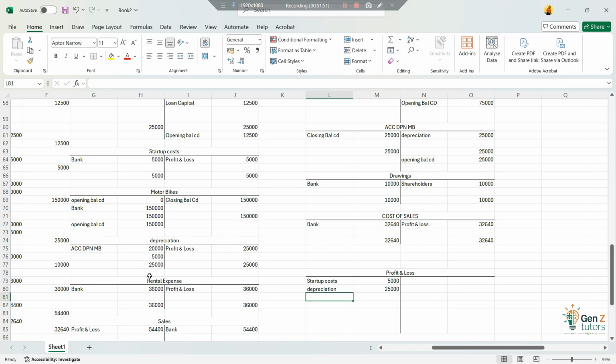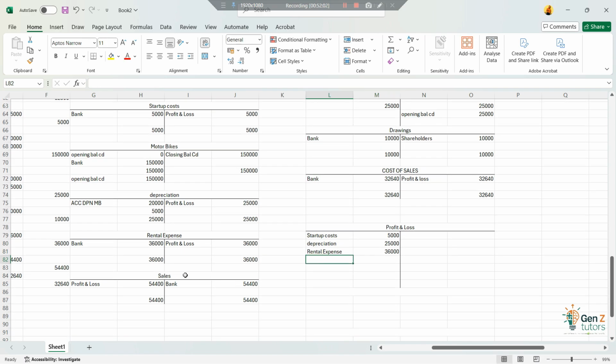Then now we go to rental expense. Again, rental expense will have to be debited on this thing for how much, for this 36,000 over here. Then sales also, again, in this situation, sales are on the credit side, so now we have to debit them. So now we're gonna say sales, credit sales for how much, 54,500, right? Then we are done with that.